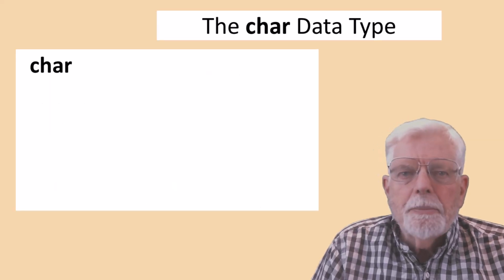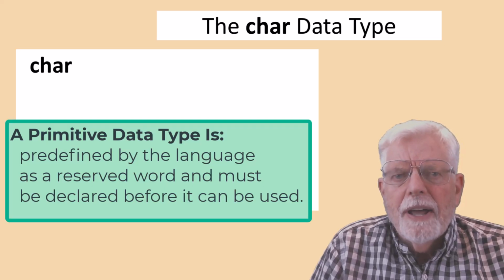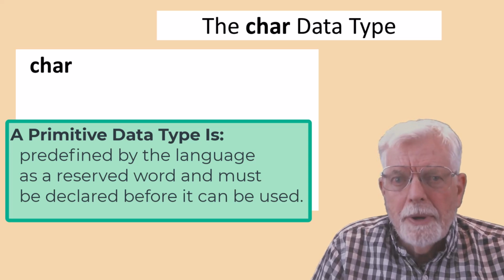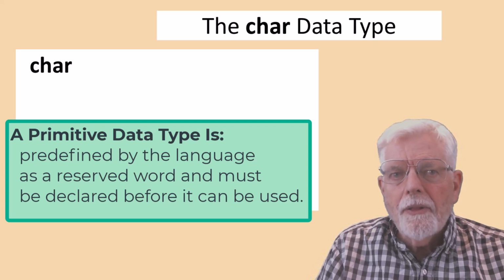In C, C++, and Java, char is a primitive data type for defining and using individual characters. Char is the name of the character data type. In this discussion, I will use char and character interchangeably. The word primitive, when referring to data types, means that it is built in as part of the language.